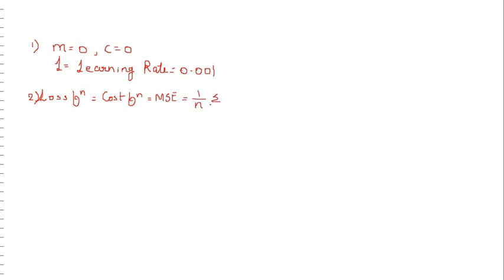1 upon n, summation i goes from 1 to n. What do I have further? Yi minus mx plus c, right? Actually, it is y hat. So what is y hat? I'll explore it further. It is nothing but mx plus c. So square of this, right? So this is nothing but my MSE. So in step 2, I need to go for the derivative.